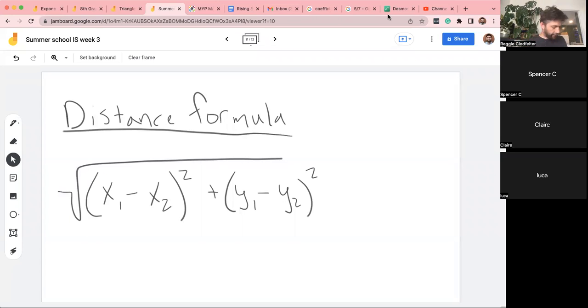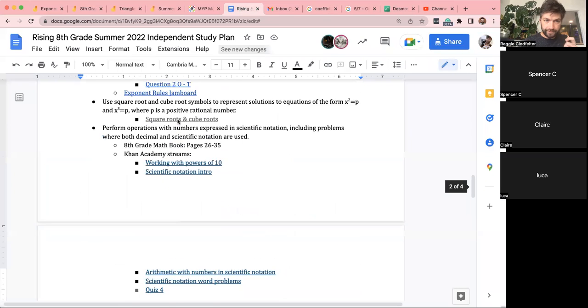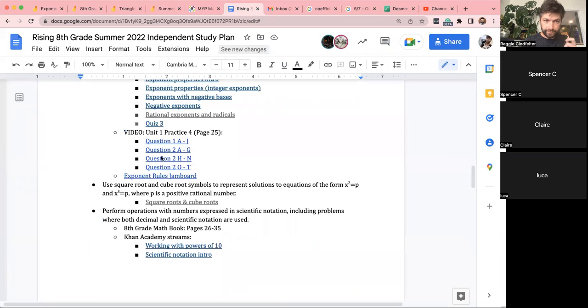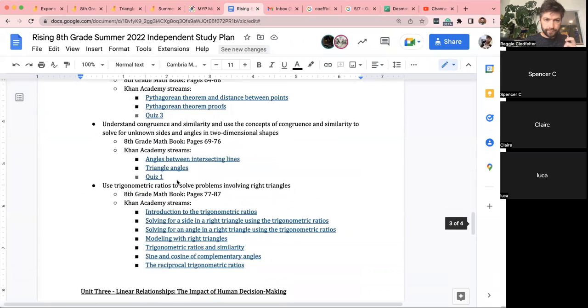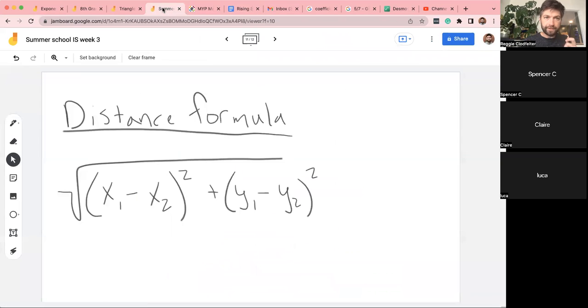Okay, I'm going to make another video, this time on the distance formula. All these videos I'm going to just start posting right here in this document like this. So we're going to make a video on the distance formula right now.